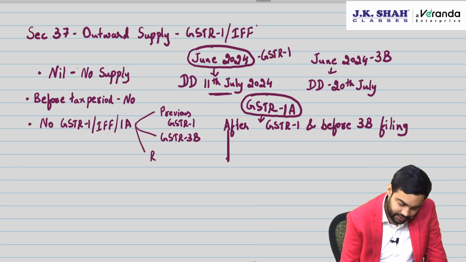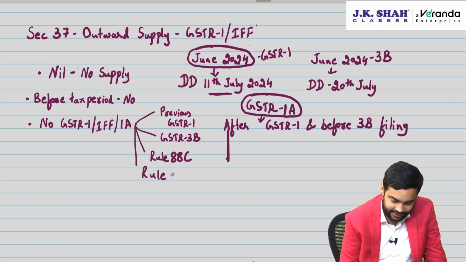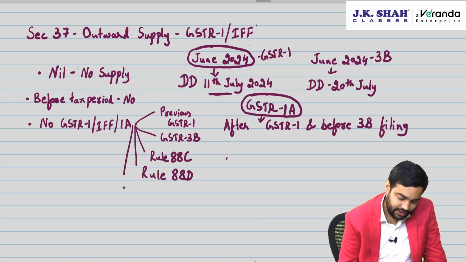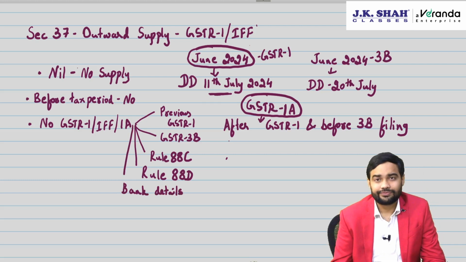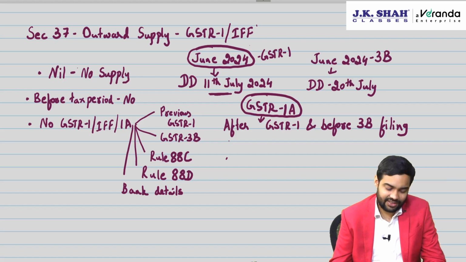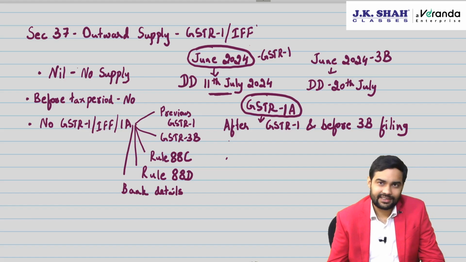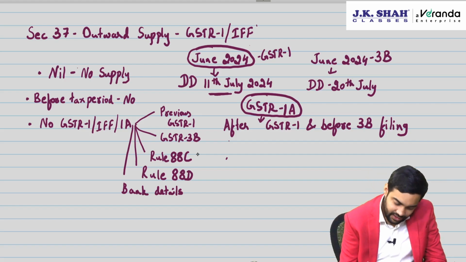If you violate two rules, that is you have not replied nor paid the tax under rule 88C and 88D, then again you will not be able to file GSTR 1. If you don't give the bank details on time as per rule 10A, that is within 30 days from grant of registration or before filing GSTR 1, whichever is earlier, then again you will not be able to file the next subsequent period GSTR 1. What is 88C and 88D?